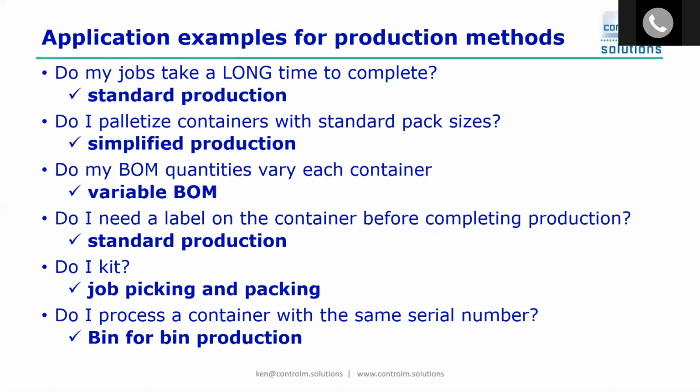Again, do I need a label on a container before completing production? So I have an inventoried container and I'm building production into it slowly, standard production. Do I kit? That would be our job picking and packing screen. Do I process a container with the same serial number through the operations? Well, that would be a great application for bin to bin. So I've just come up with six, seven questions here.